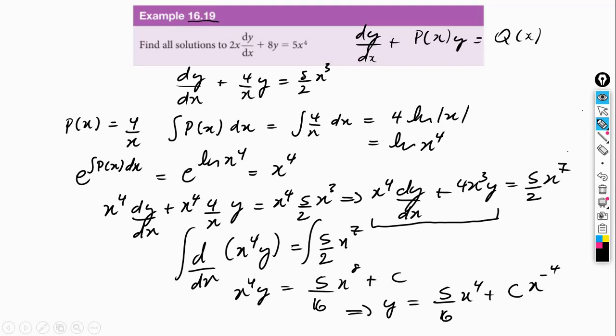So notice that we would have gotten the same answer if we had applied the final formula. And in this case, it would have been y is equal to the integrating factor with a negative exponent. So that would be x to the minus 4 times the integral of the right-hand side, which would have been 5/2 x to the 7 dx, which I forgot to write over here, plus a constant c times x to the minus 4.